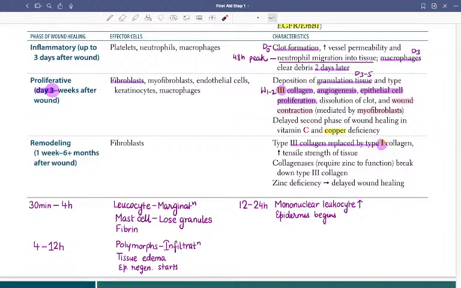Wound contraction. Dissolution of clot mediated by myocytes. Delayed second phase of wound healing: if you have delayed second phase of wound healing, that is collagen issues, all vitamin C and copper deficiency.